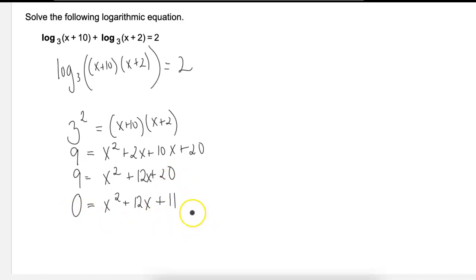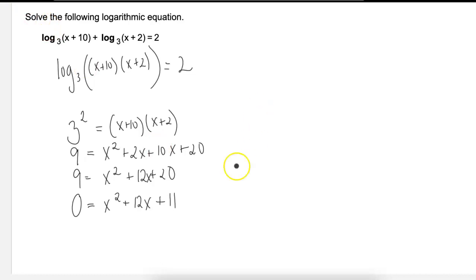Now, that equation I need to either solve through factoring, if I can factor. Perhaps I can graph and look for x-intercepts, if I can. I can always do quadratic formula, and I can always do completing the square. So it's really up to you as far as what choice you want to make there at that point.